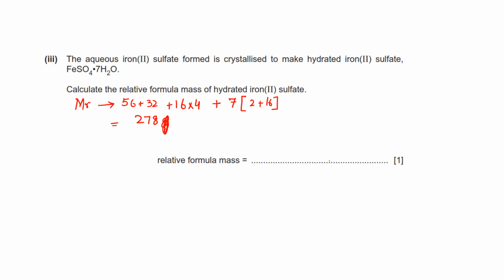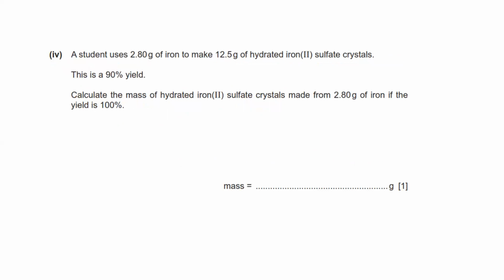If you don't write grams over it, it's just 278. Okay, so this is how it goes. So moving ahead, question part 4. Question number part 4, it says a student uses 2.8 grams of iron to make 12.5 grams of hydrated iron 2 sulfate crystal. This is 90% yield. So see how this is 90%.